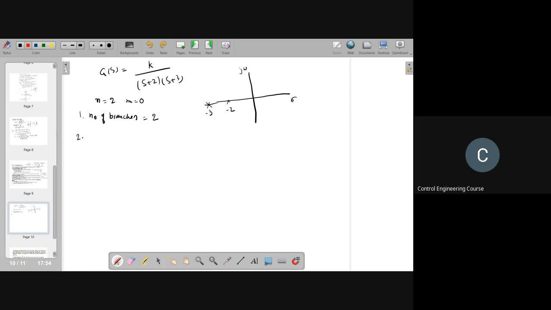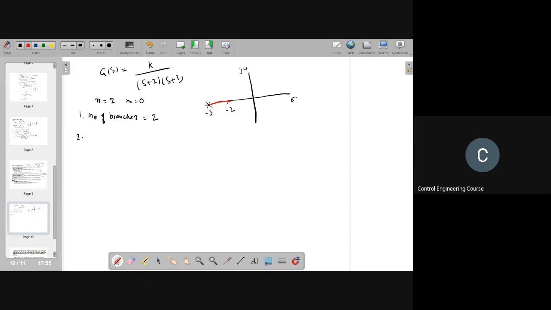But here, if you choose any test point, the total number of poles and zeros to the right of this point is odd. So there exists a root locus in between these two, right? That is the second rule. Then the third one is what we discussed.